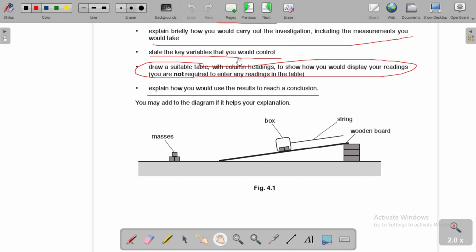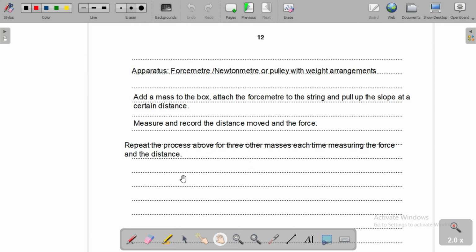State the key variables that you would control. What are the variables that need to be kept constant? One, the angle of this slope must be constant, or you say the height of this wooden block must be constant. Then the distance must be constant. So let's look at it.